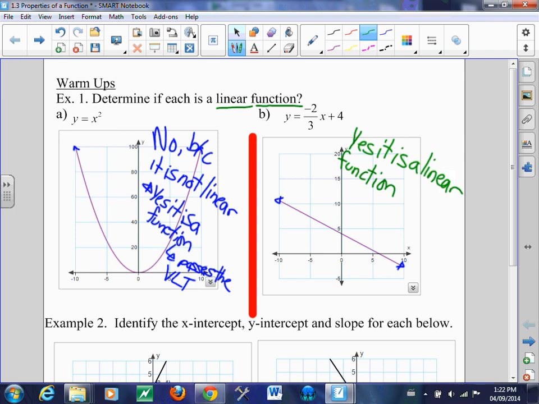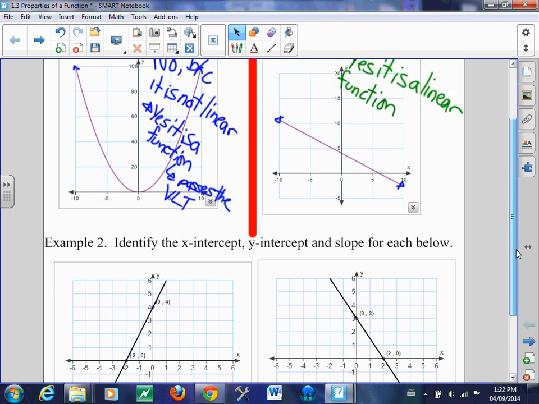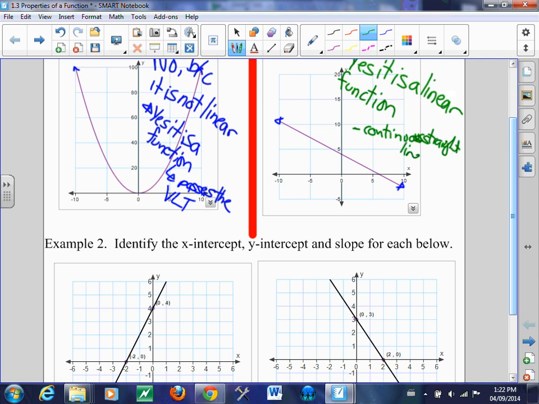And reasons why are 1, because the graph is a straight line and it's continuous. Okay, so that's what makes it a linear function. And it passes the VLT. So if you're asked for your reasons, you're going to say it's a continuous straight line, and that it passes VLT.